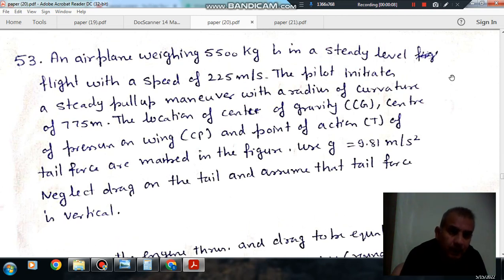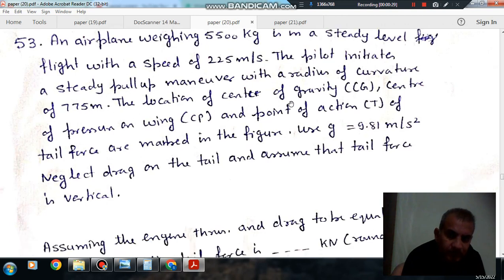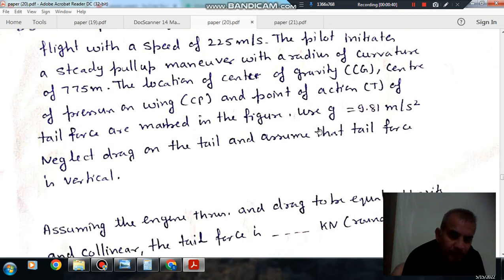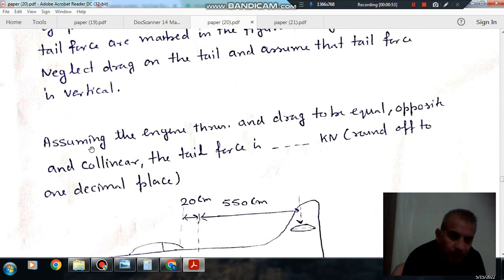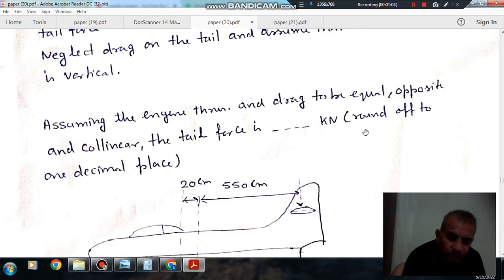Question number 53: an airplane weighing 5500 kg is in a steady level flight with a speed of 225 meter per second. The pilot initiates a steady pull-up maneuver with a radius of curvature of 775 meters. The location of center of gravity CG, center of pressure CP on the wing, and point of action P of tail force are marked in the figure. Use g equal to 9.81 meter per second square. Neglect drag on the tail and assume that tail force is vertical. Assuming the engine thrust and drag to be equal and opposite and collinear, the tail force is dash kilonewton. Round up to one decimal place.